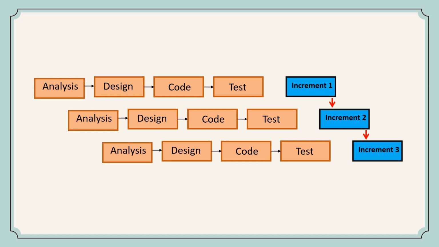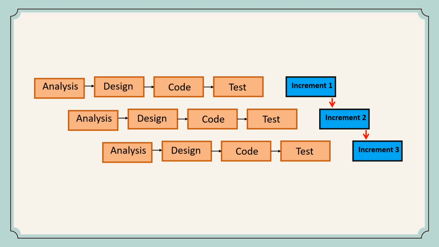Now, we will see the diagram of the incremental model. The diagram illustrates the incremental model in software development. It shows how the development process is divided into multiple increments, each of which follows a similar sequence of phases. So first phase is analysis. This phase involves gathering and analyzing the requirements for the current increment.